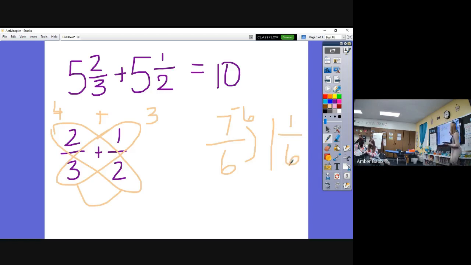So now I've got to take this 1 and 1/6 and add it to the 10. It's 11. So it would be 11 and 1/6. Everybody understand what happened there? How it went from 10 and 7/6 to 11 and 1/6.